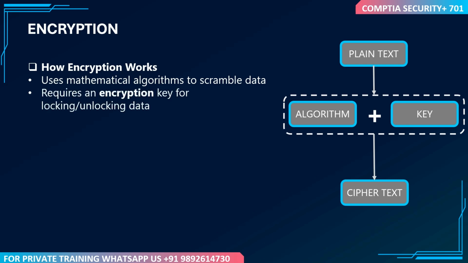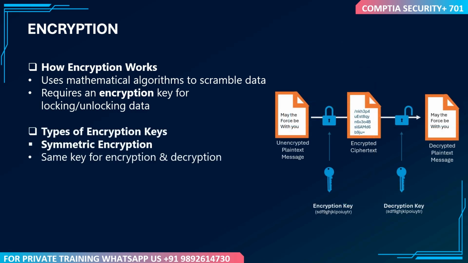Encryption key. The encryption key is a piece of information used to encrypt and decrypt the data. It acts like a digital lock and key, where the encryption key locks the data and the decryption key unlocks it. Without the right key, it's nearly impossible to decrypt the encrypted data. Types of encryption keys. Encryption keys can be categorized into two types: symmetric and asymmetric.